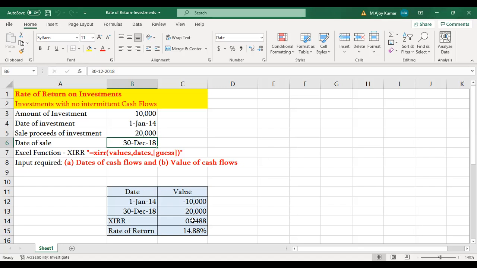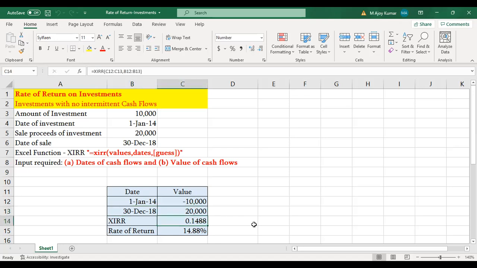So this thing I have rearranged here, date and value: 1st January 2014, minus 10,000. This is something that you have to be very careful about. Whenever there is a cash outflow, so on 1st January 2014 you are paying to buy the investment, it is shown as a negative cash flow. And whenever there is a cash inflow or income, it is shown as a positive cash flow. This is something you have to be very careful about. If you make a mistake here, you will not get the correct number. Therefore, on 1st January 2014, there is minus 10,000. On 30th December 2018, there is plus 20,000.